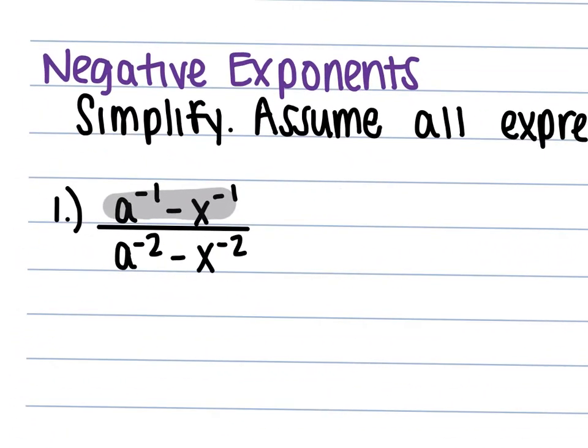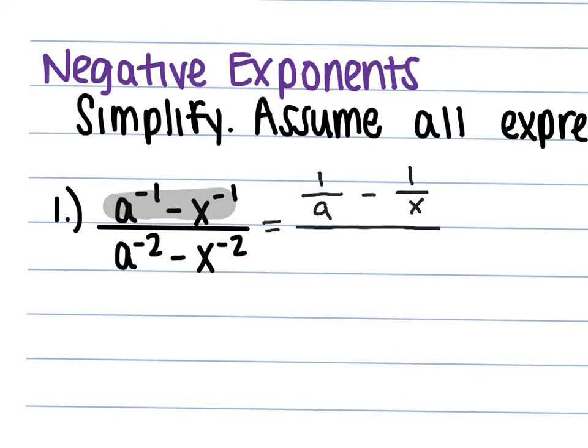If you remember that when we take a look at that a there, that very first thing, that a to the negative first power, we could rewrite that as 1 over a. Are we okay with that? It's on the wrong side of a fraction, so I could just rewrite it as 1 over a. And I'm going to do the same thing with x. I'm going to do it as 1 over x.